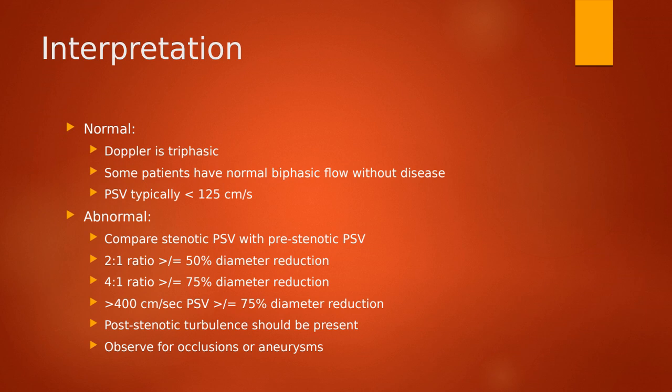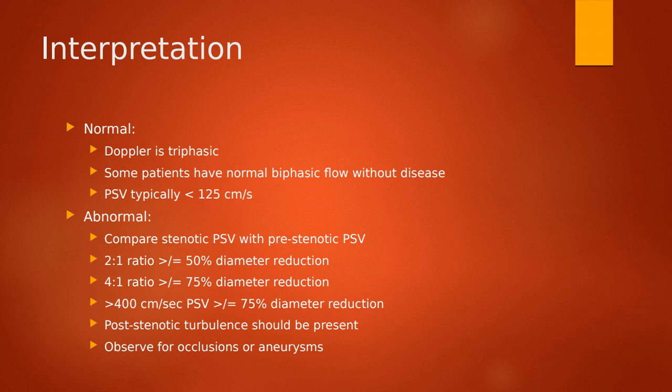If you have a 4-to-1 ratio, so if that true stenotic PSV is 4 times greater than where you obtained the pre-stenotic PSV, you are going to indicate that there is at least a 75% diameter reduction in that segment of where you got that really, really high PSV. Anytime we also see anything greater than 400, we automatically know that that's going to be at least 75% diameter reduction, because that's automatically going to be at least 4 times greater than any of the other normal velocities that you got prior to that area.